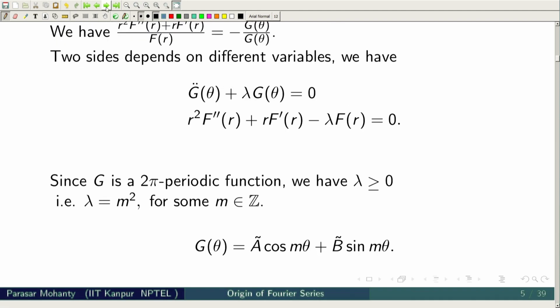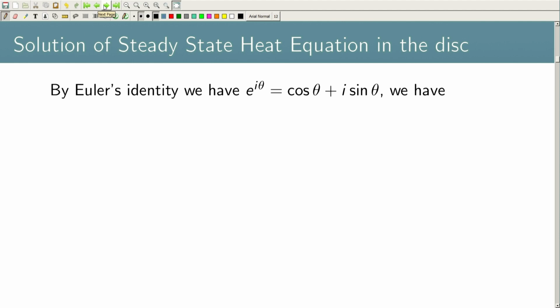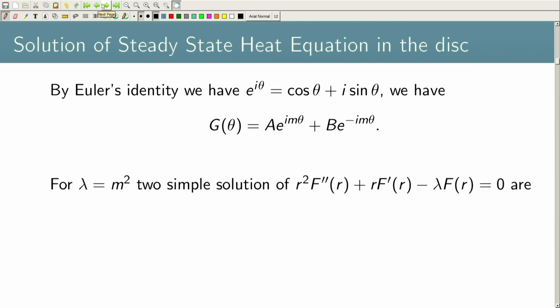Therefore, if we solve this equation, we get g theta equal to a tilde cos m theta plus b tilde sin m theta for some scalars a tilde and b tilde. Now, we know Euler's identity, e to the power i theta is equal to cos theta plus i sin theta. Then, if we plug in, we can write g theta equal to a e to the power i m theta plus b e to the power minus i m theta for some constants a and b.